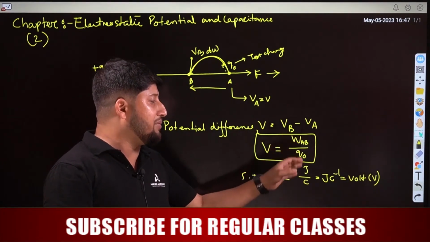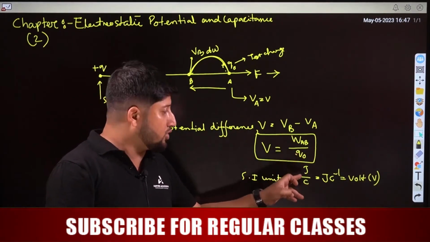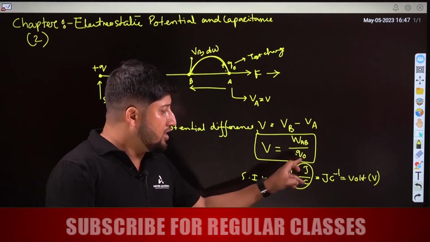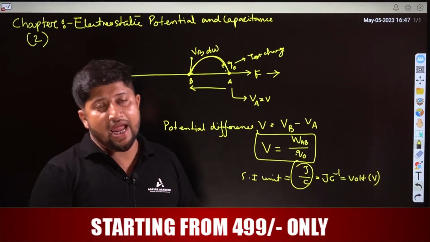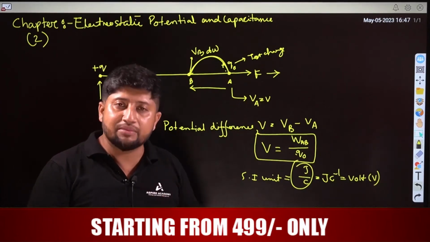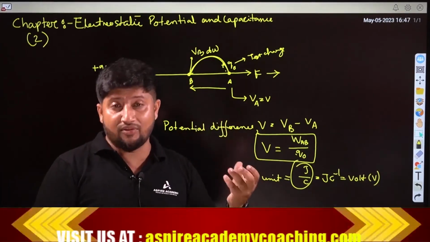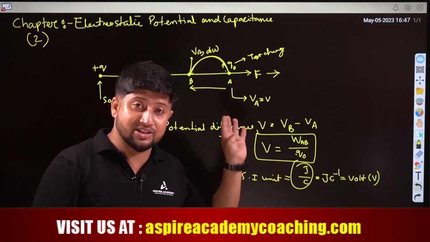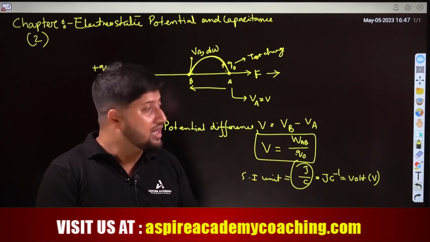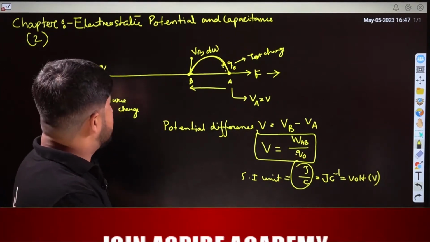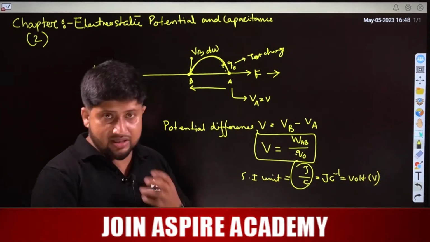The SI unit of W is joule and of charge is coulomb, so joule per coulomb is the SI unit of potential difference, collectively known as volt. We see 2 volt or 3 volt on a battery, so this is called volt, or potential difference. This is the main concept of potential difference.